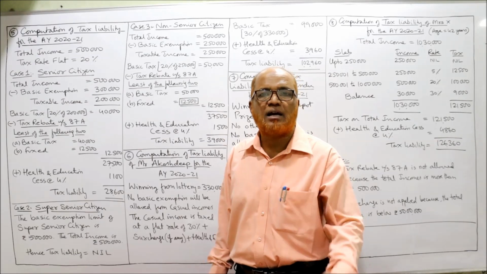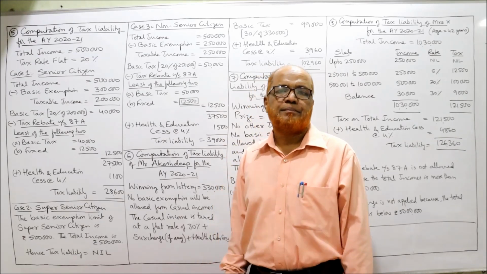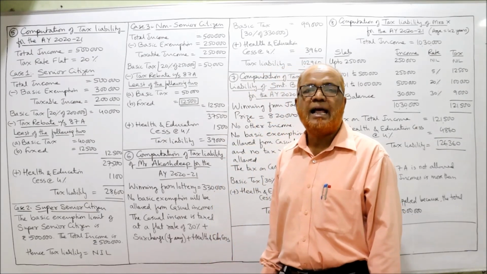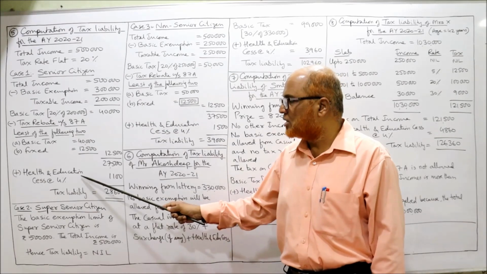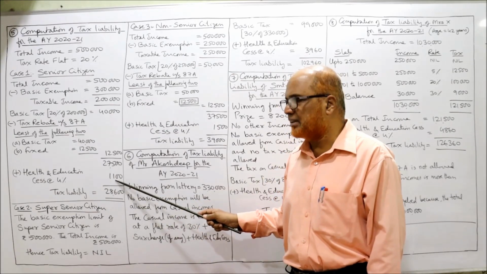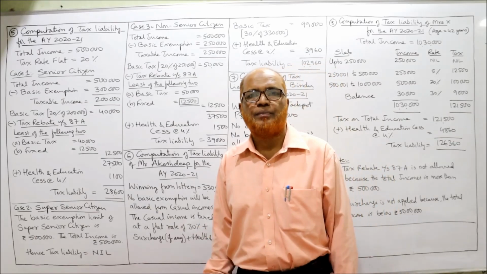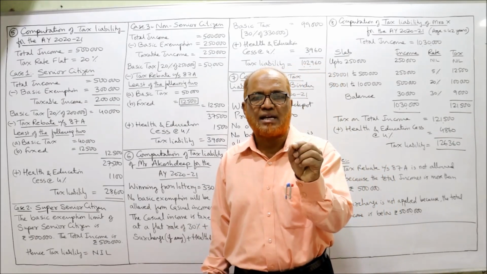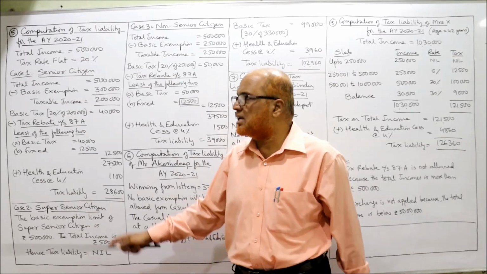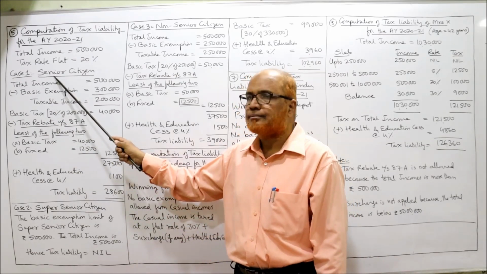To this we have to add the compulsory cess, that is health and education cess 4%. 4% of 27,500 is 1,100. So tax liability comes to 28,600. This 28,600 is the tax liability if the assessee is a senior citizen.